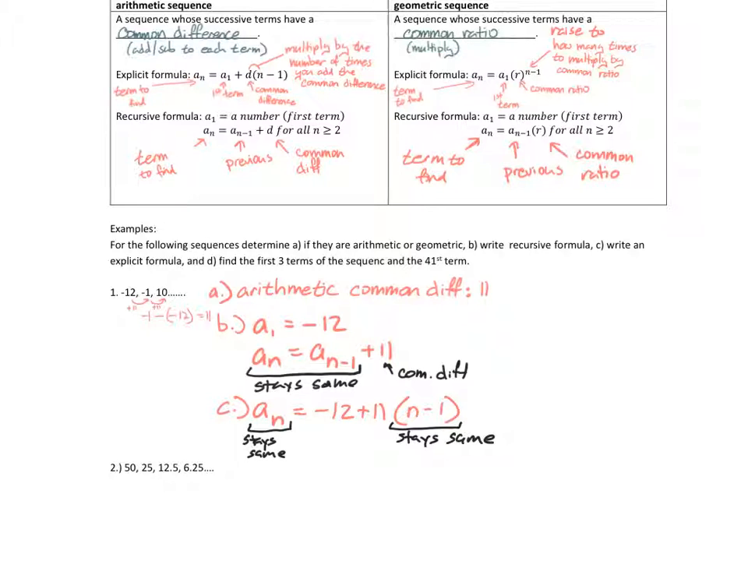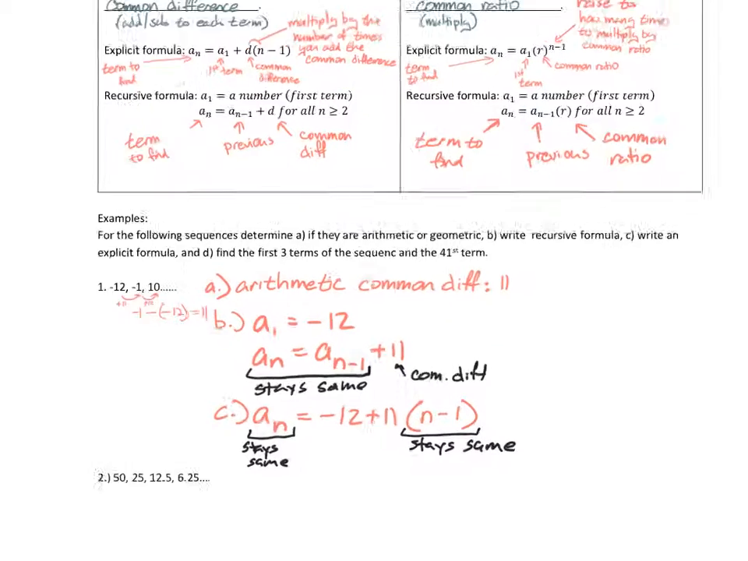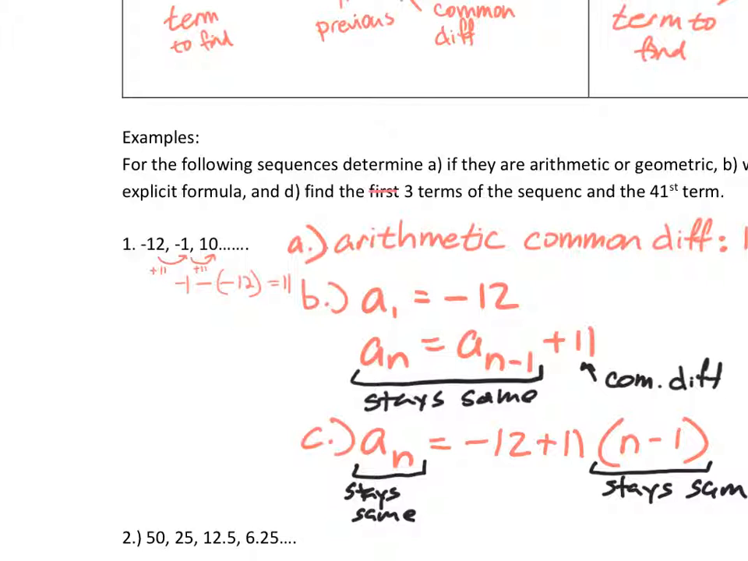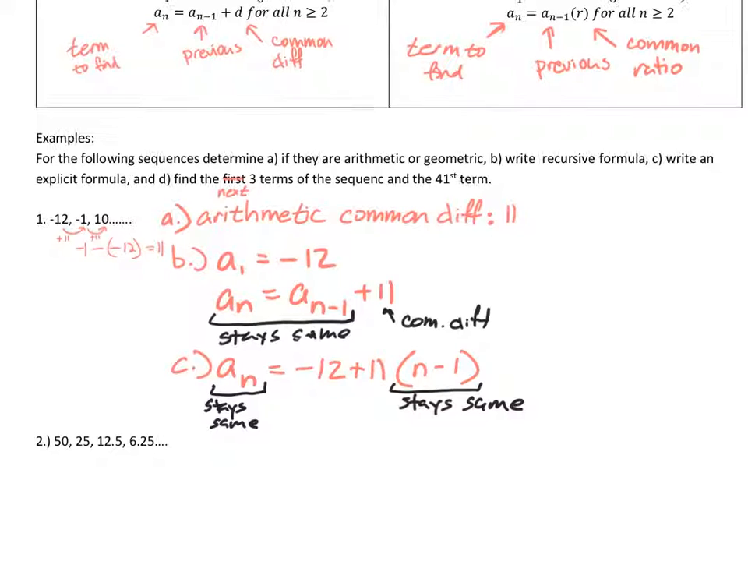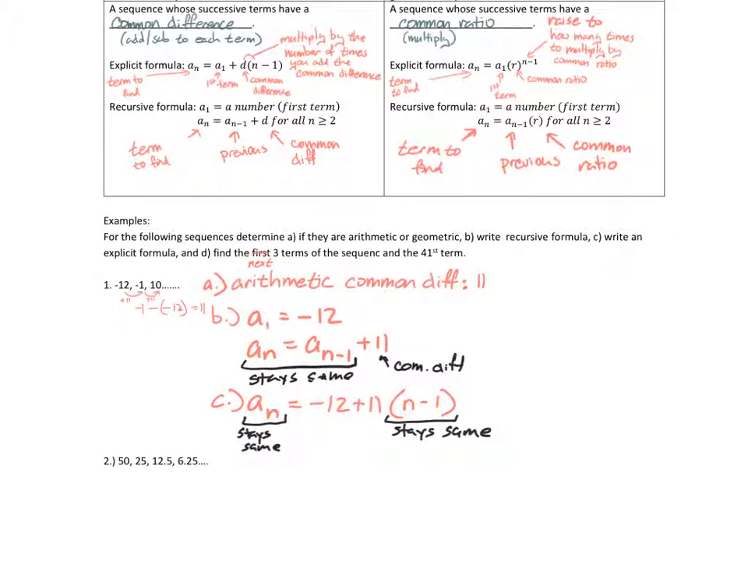All right, last thing here tells us to find the first three terms. Now I'm going to change that. I'm going to make it say the next three terms because we already have the first three terms. So let's go with the next three terms instead. Okay, so for the next three terms, that's easy. We can use either one of them, right? Because our recursive formula says take what you have and then just add 11 each time.